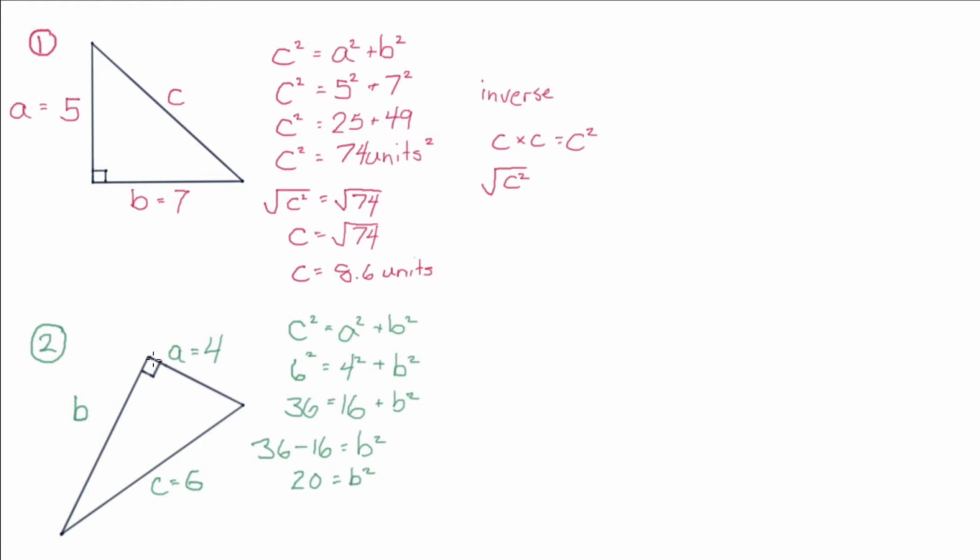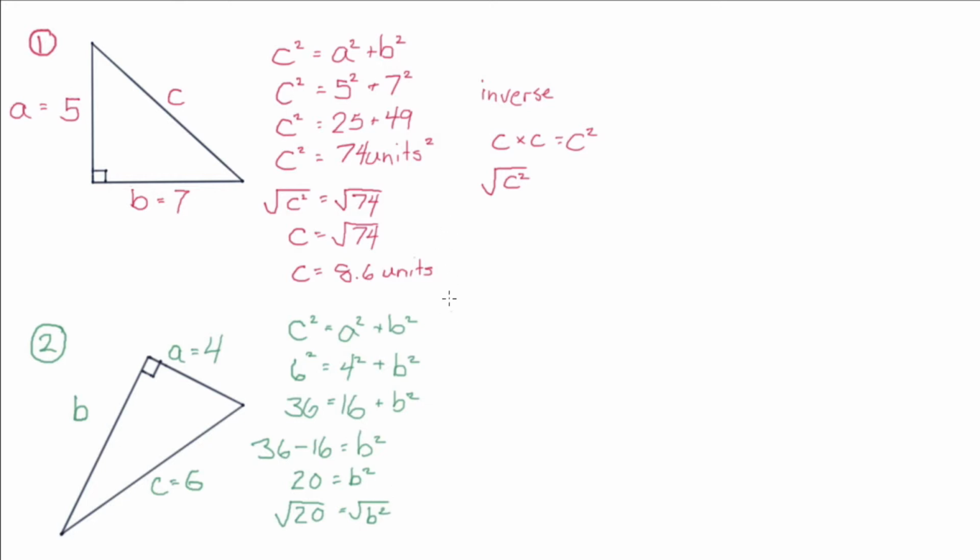So the area of the square on leg B is 20 units squared. In order to find the side length of B, we need to take the square root of both 20 and B squared. So as before, whatever we do to the left side of the equation, we do to the right side. So we'll take the square root of 20 equals the square root of B squared.